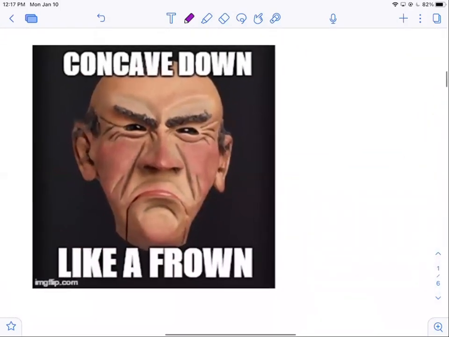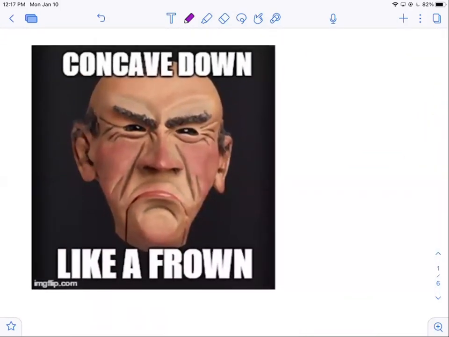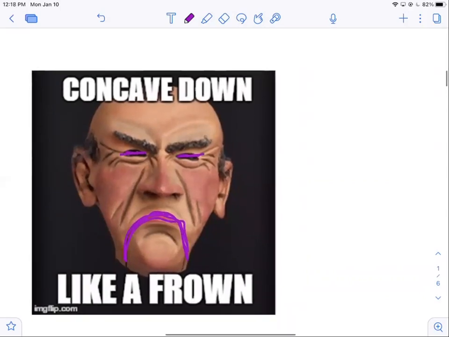And then this is Joe Biden, right? It's Jeff Dunham's dummy, the old man, but it looks a lot like Joe Biden. Anyway, Walter, I think is his name. He's frowning, and if you look carefully at his eyes, they're just little slits. So when the second derivative is negative, concave down, like a frown.